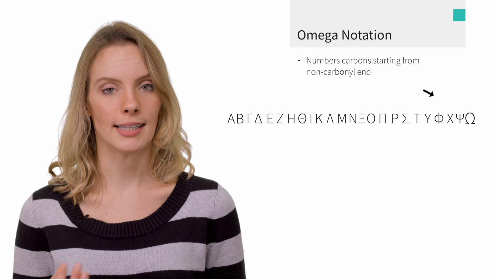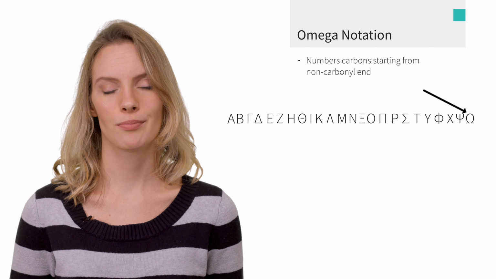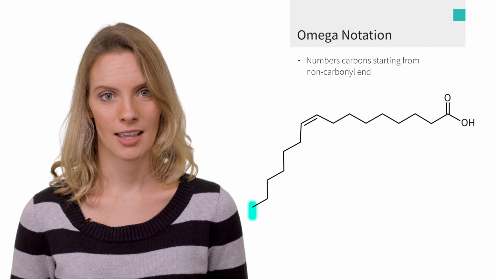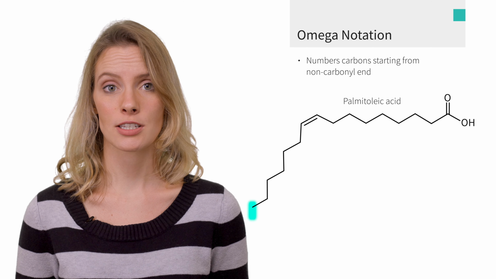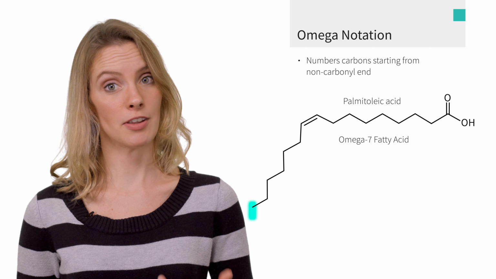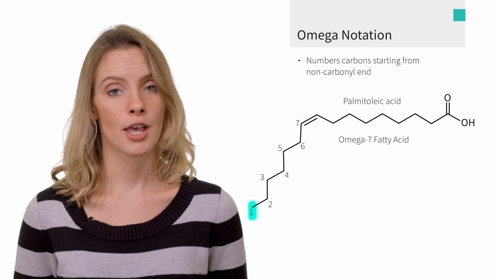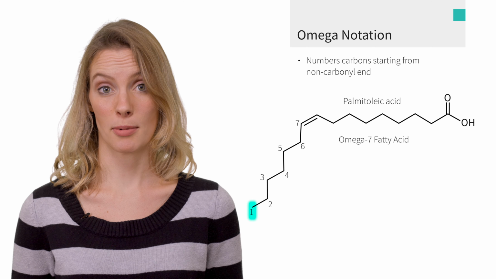Now, omega notation is a completely different system that is specific to fatty acids. It's unusual in that it counts carbons from the non-carbonyl end of the fatty acid. You can remember this because omega is the last letter in the Greek alphabet, so it indicates that we should start counting from the last carbon in the chain. In this system, palmitoleic acid would be described as an omega-7 fatty acid, because if we started counting at the non-carbonyl end, we'd hit the double bond at carbon number 7.